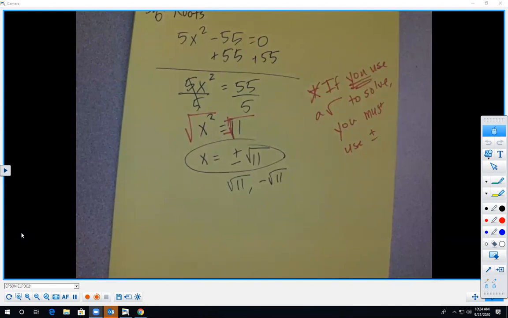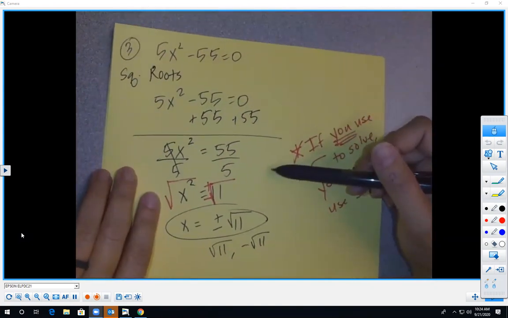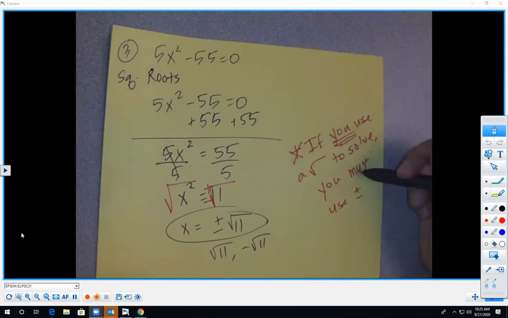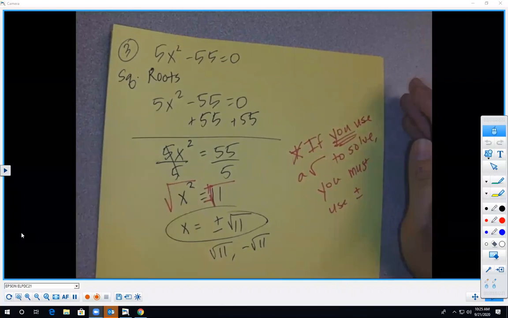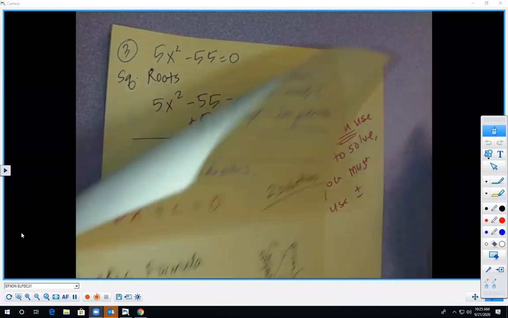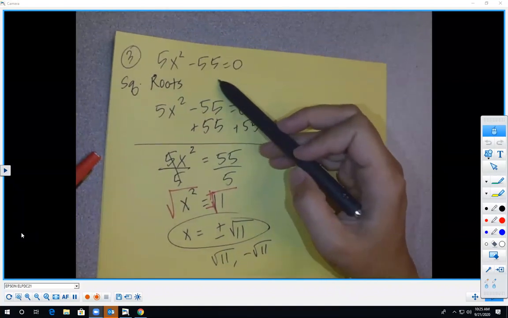Questions about that? Okay, so I would say that one's a lot quicker and easier than doing quadratic formula, at least for sure. Let's look at the next one. Again, remember you can only do square roots when you don't have an x term, when it's just an x squared term in your problem.